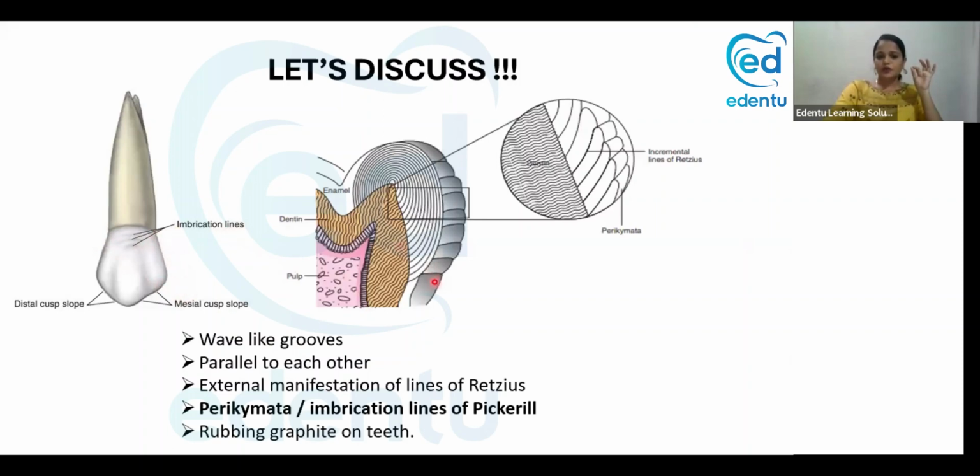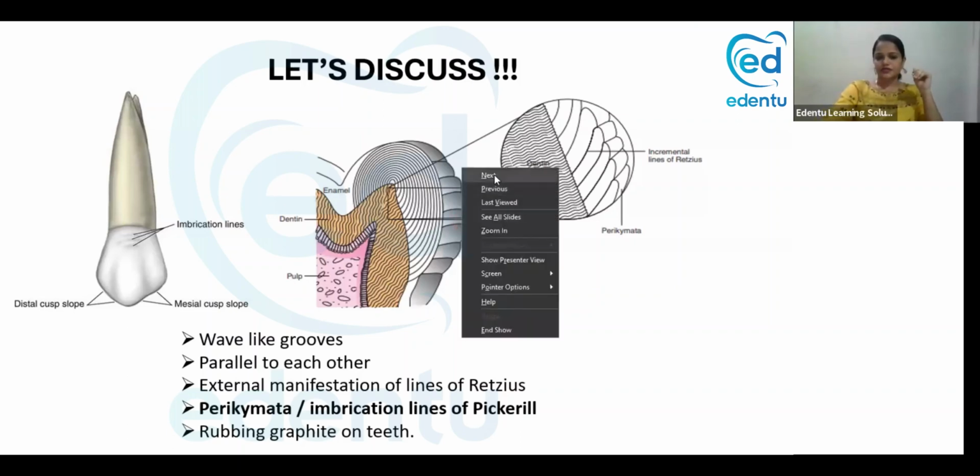They are mainly considered an external manifestation of the striae of Retzius. These concentric lines are the striae of Retzius, and the perikymata is considered the external manifestation of the striae of Retzius. They are parallel to each other and seen in a wavy pattern. An easy way to demonstrate the perikymata is to rub a small amount of graphite on the teeth, and then you will be able to visualize the perikymata very easily. So these are the other options given in this question.